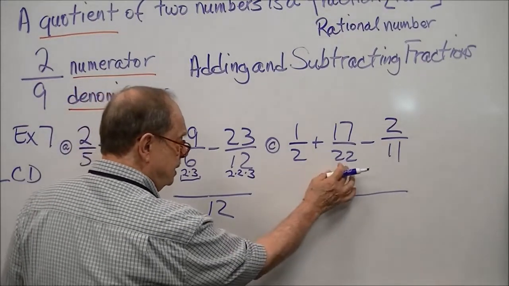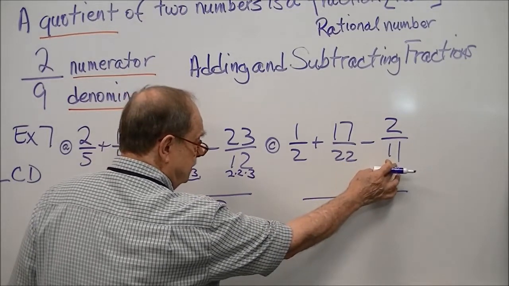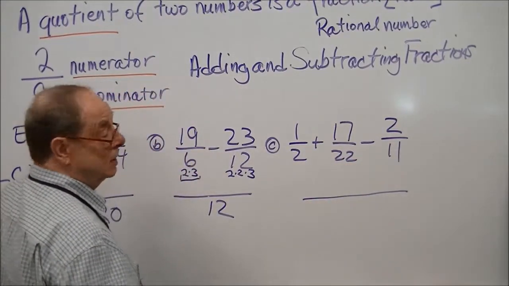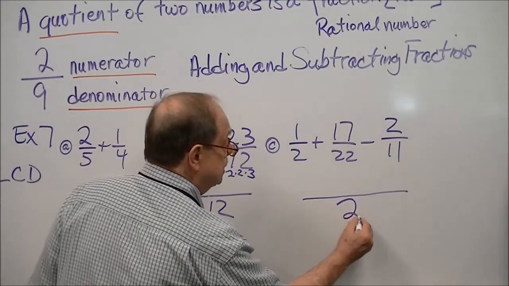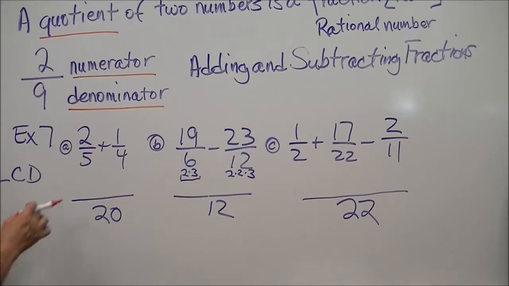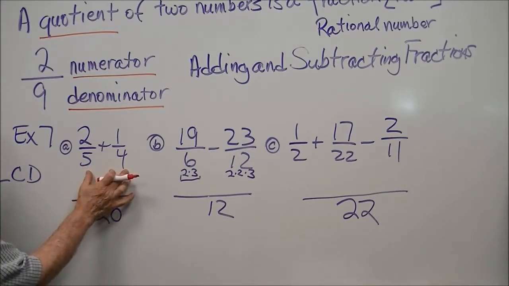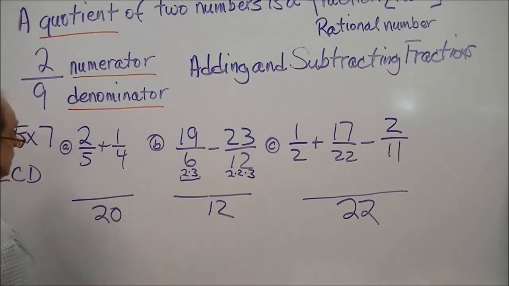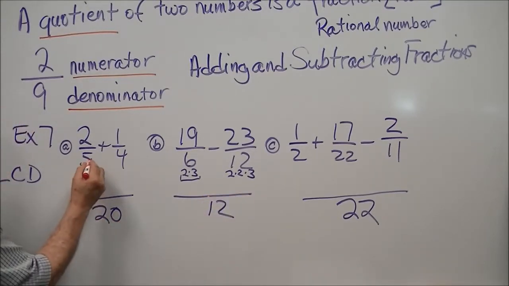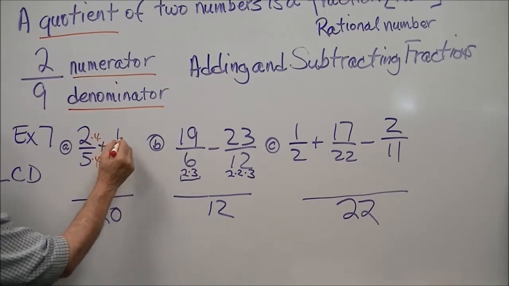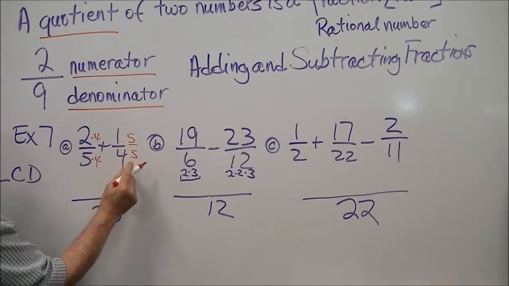Here's a 2, 22, 11. In fact, 2 times 11 is 22. So my common denominator is 22. So now what we have to do is convert each of these fractions to a denominator of 20 and 12 and 22. So here this is going to be 5 times 4. 4 over 4 is 1. This is going to be 5 over 5.